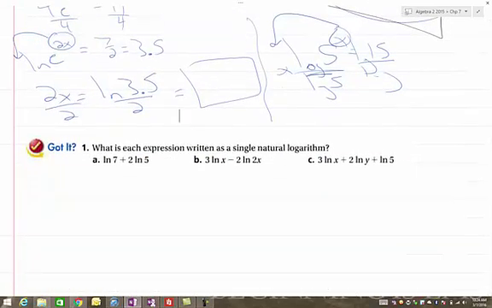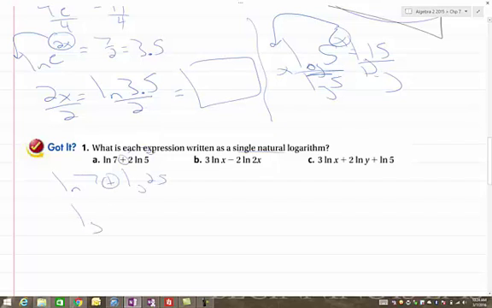A couple different practice of each type. Another thing we didn't address was maybe the addition as our single logarithms. So natural log of 7, this would become 5 squared. So we have 7 times 25, so 175, puts those together.